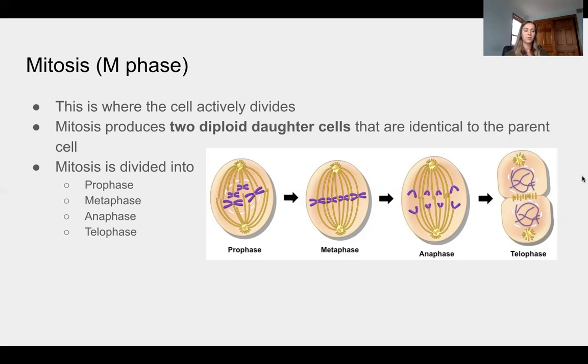But one mnemonic that I saw when I was studying was IP on the mat. So I is interphase, P is prophase, and then mat, metaphase, anaphase, telophase. So however you want to remember it works, but just thought I'd share.